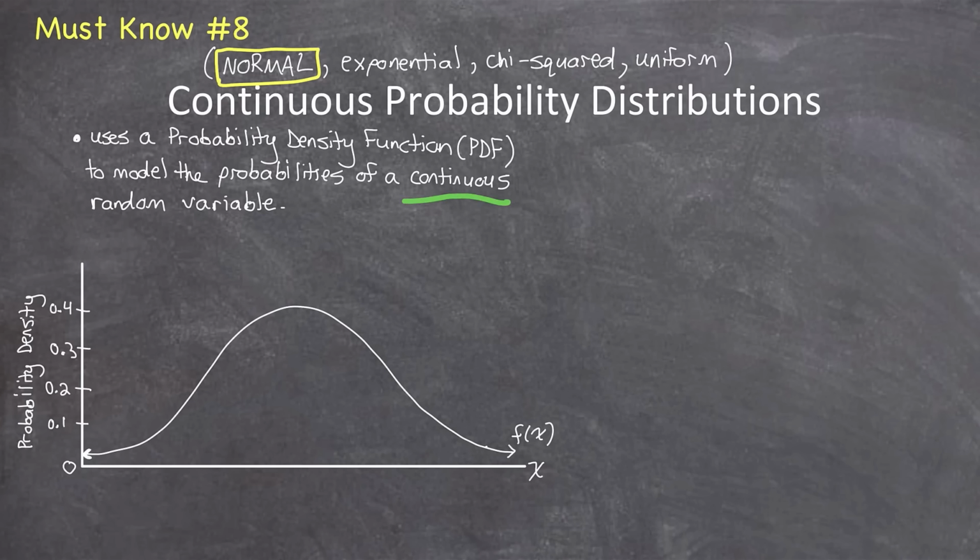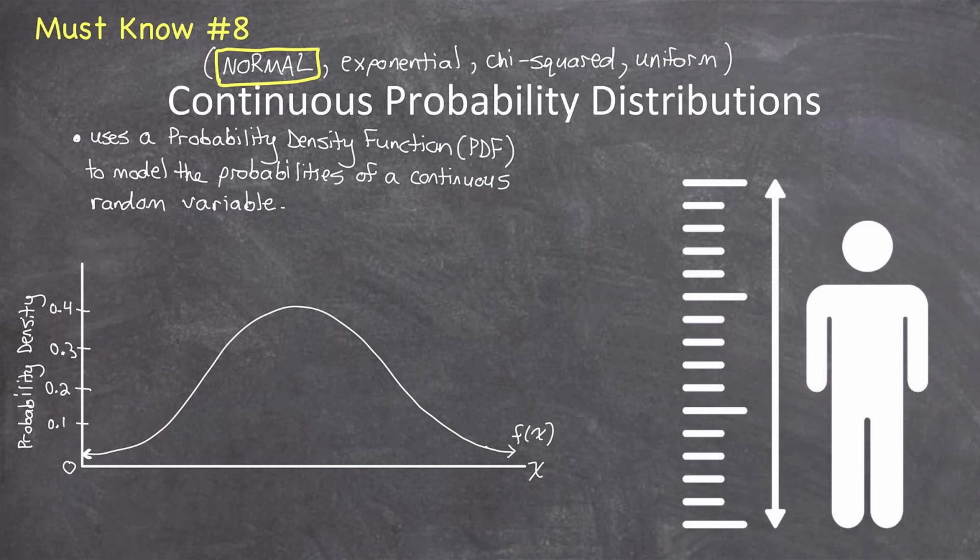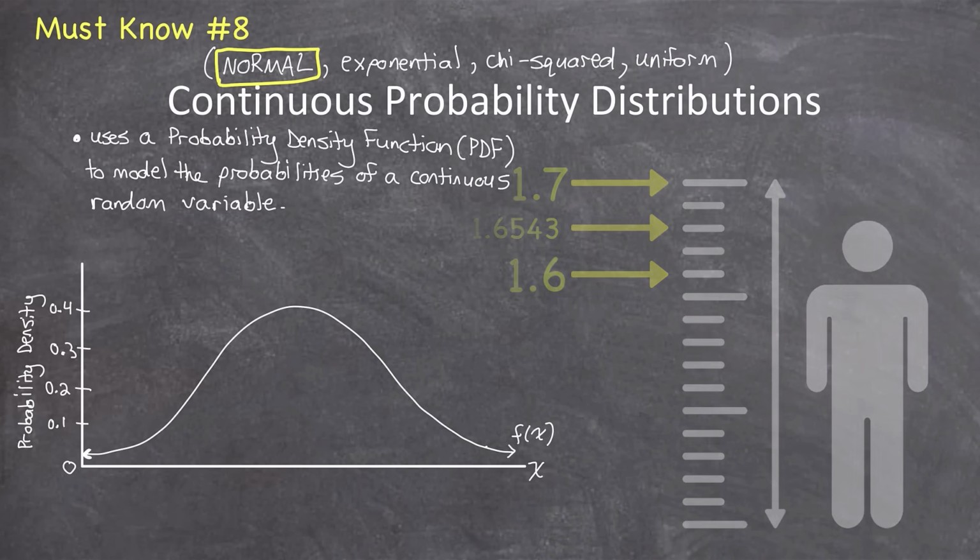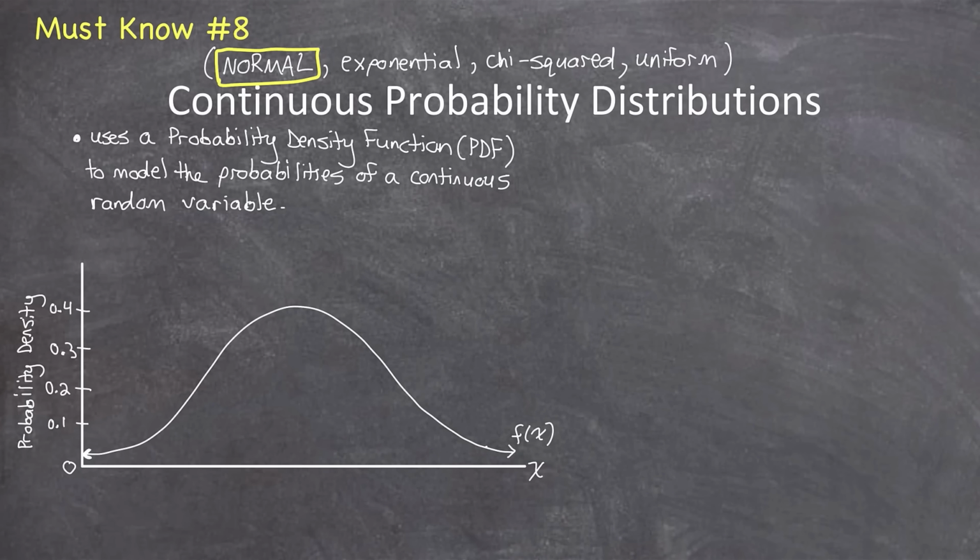First of all, a continuous random variable is a variable that can take on, within a certain interval, an infinite number of uncountable values. So for example, somebody's height. Let's say we look at the interval between 1.6 and 1.7 meters. There's an infinite number of heights somebody could be within that interval. They could be 1.6543 meters. There would be no way to count all the possible heights within that interval. So that makes it a continuous random variable.